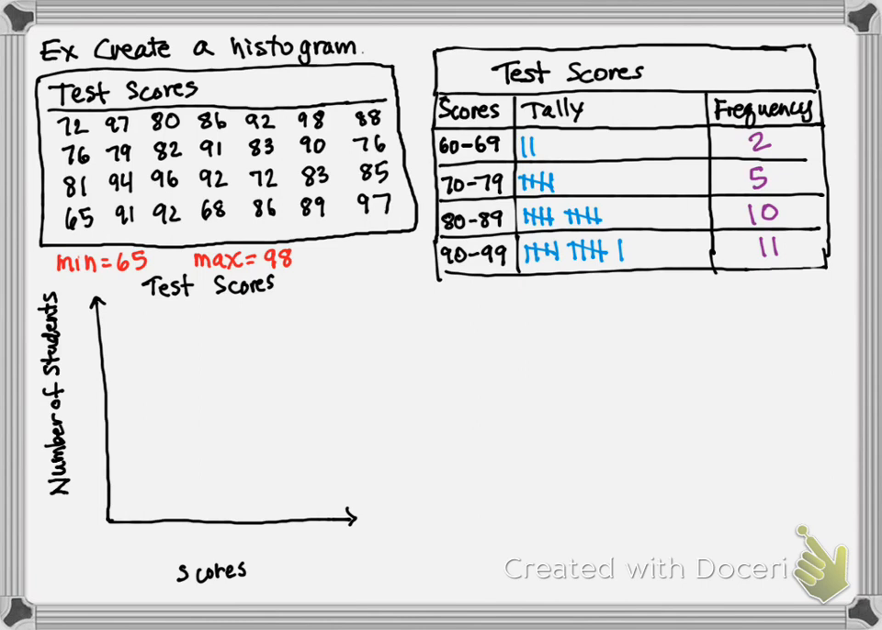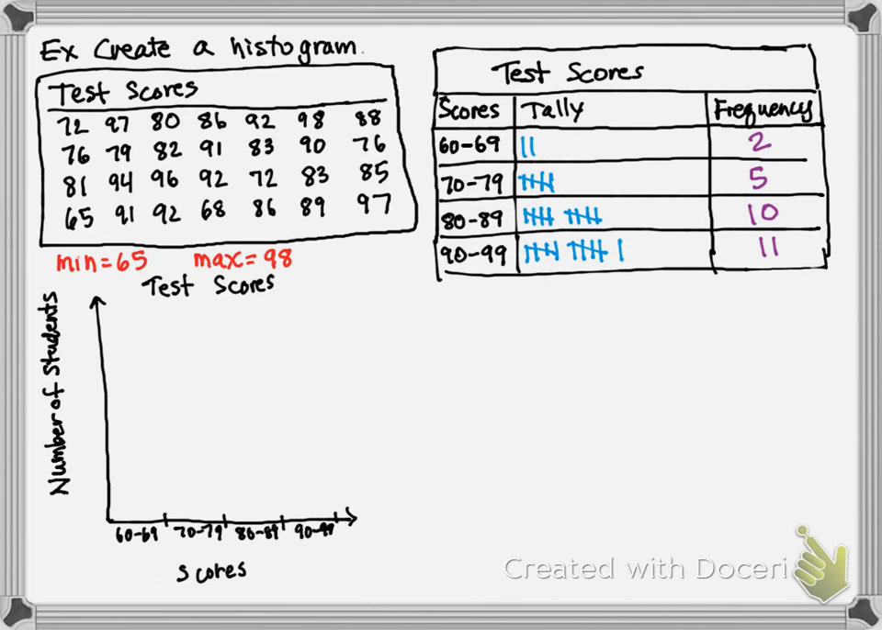Now I'm going to show you a slightly different way to make the bars. And we're going to make them evenly spread out. And this one is not going to be surrounded by the tick mark. It's going to be up to the tick mark. So 60 to 69, 70 to 79, 80 to 89, 90 to 99.